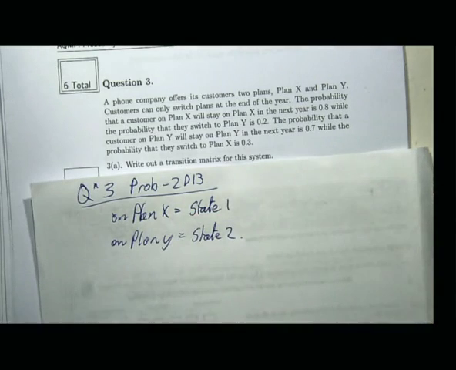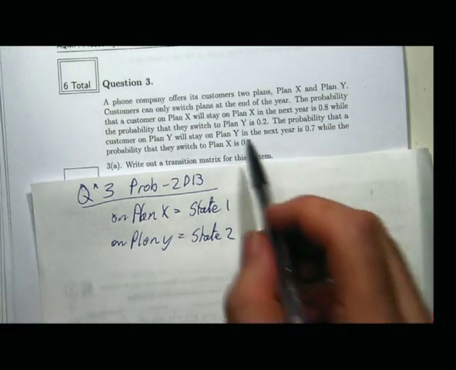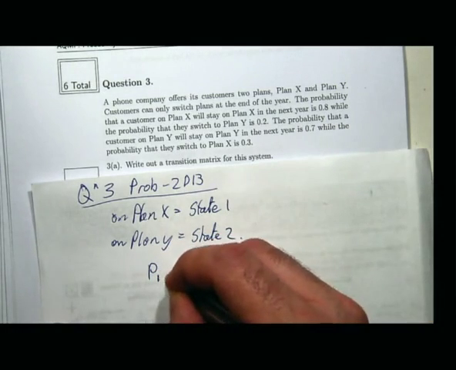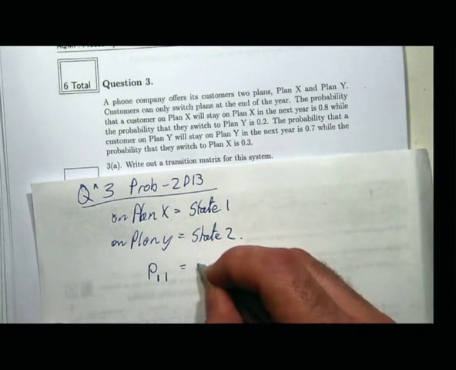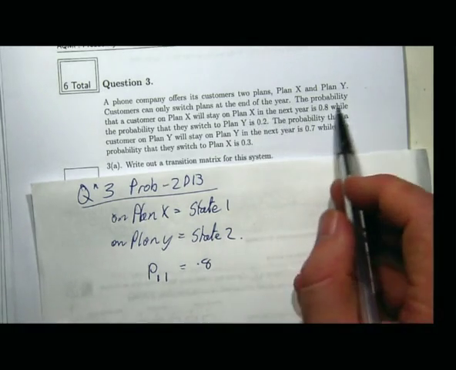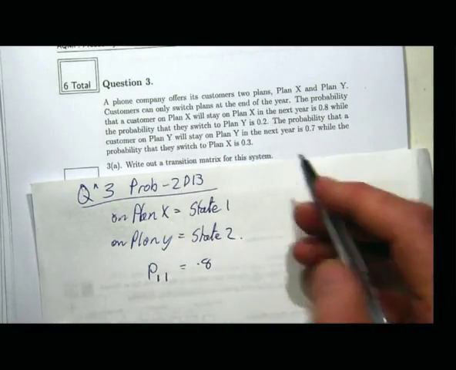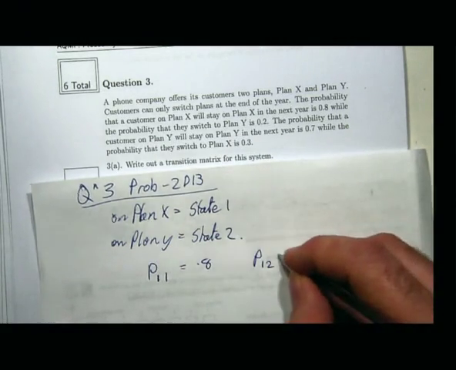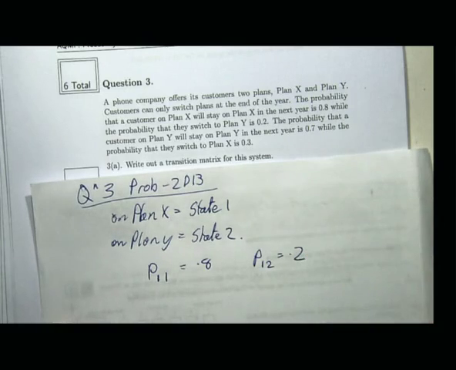We're going to make it quite clear that being on plan X is state 1, and being on plan Y is state 2. So this is saying the probability of going from 1 to 1 is equal to 0.8. And then the probability they switch to plan Y, starting on plan 1 and going to plan 2, is equal to 0.2.